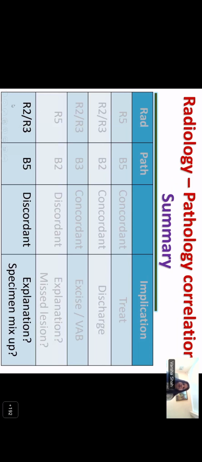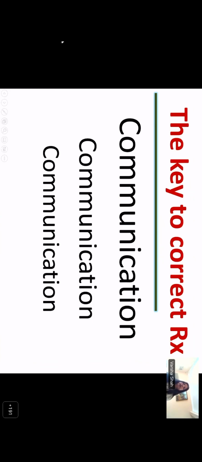Okay, another type of discordance is that radiologically it is benign, but it is malignant under the microscope. So that's a discordant biopsy. So do we have an explanation? And if we don't have an explanation, think of whether there is a specimen mix-up. Okay, so the key to correct treatment is communication.